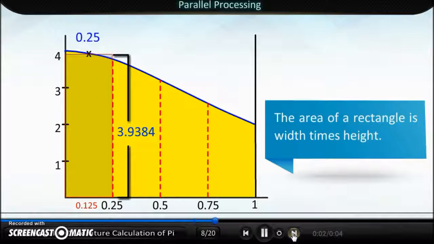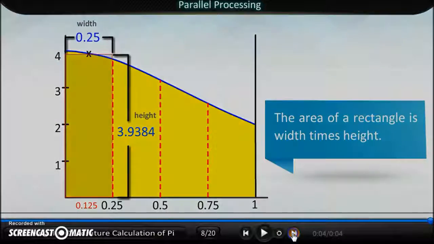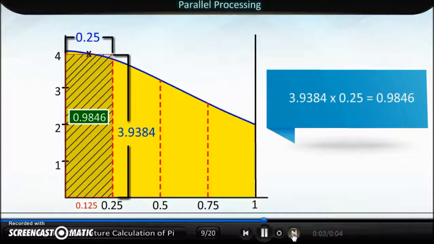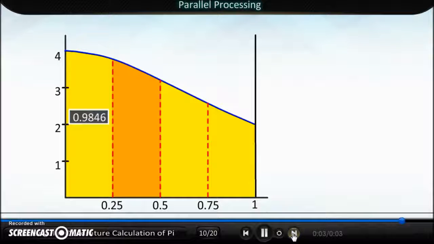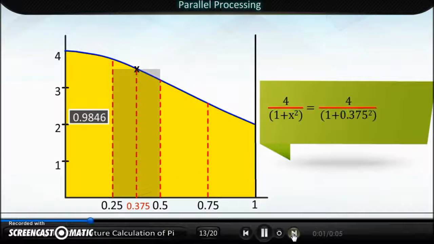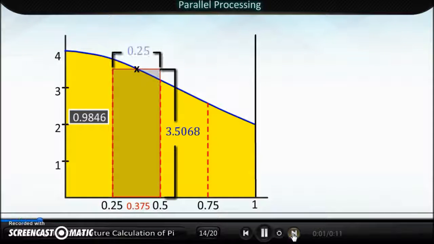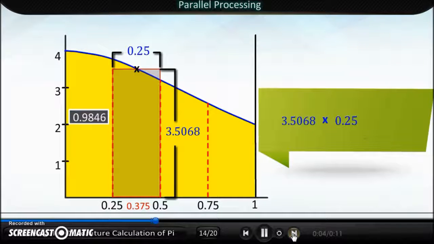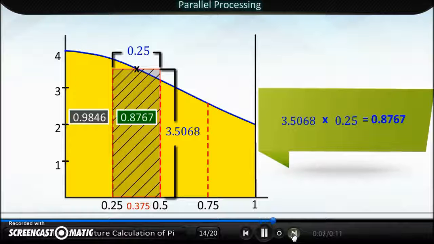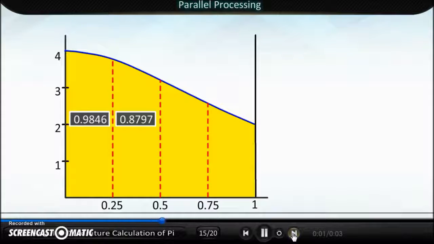The area of a rectangle is width times height. This gives us an area of 0.9846. Now we go on to the next section. We repeat the process by taking the middle of the second section, forming the rectangle of the height in the middle. The height is 3.5068. The area is 0.8767. Now we proceed to the third section.